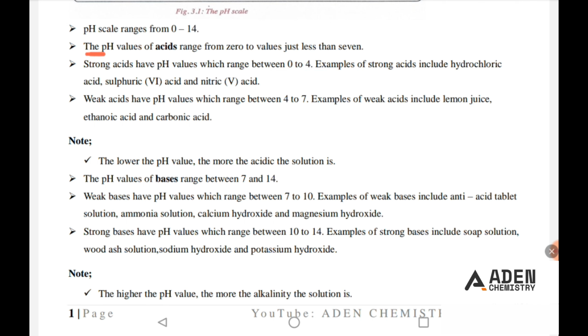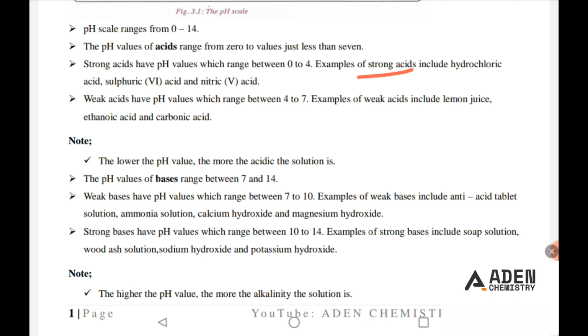Then next we are saying the pH values of acids range from 0 to values just less than 7. So you have to know that the pH value for acids ranges from 0 to values just below 7, not 7, below 7. The ones that are less than 7 will be acids. So how will I know the pH value for strong acids? We are saying strong acids have pH values which range between 0 to 4. That means the ones that are very far from 7 are regarded to be strong. So if you want to know strong acids, the pH value will range from 0 to 4.